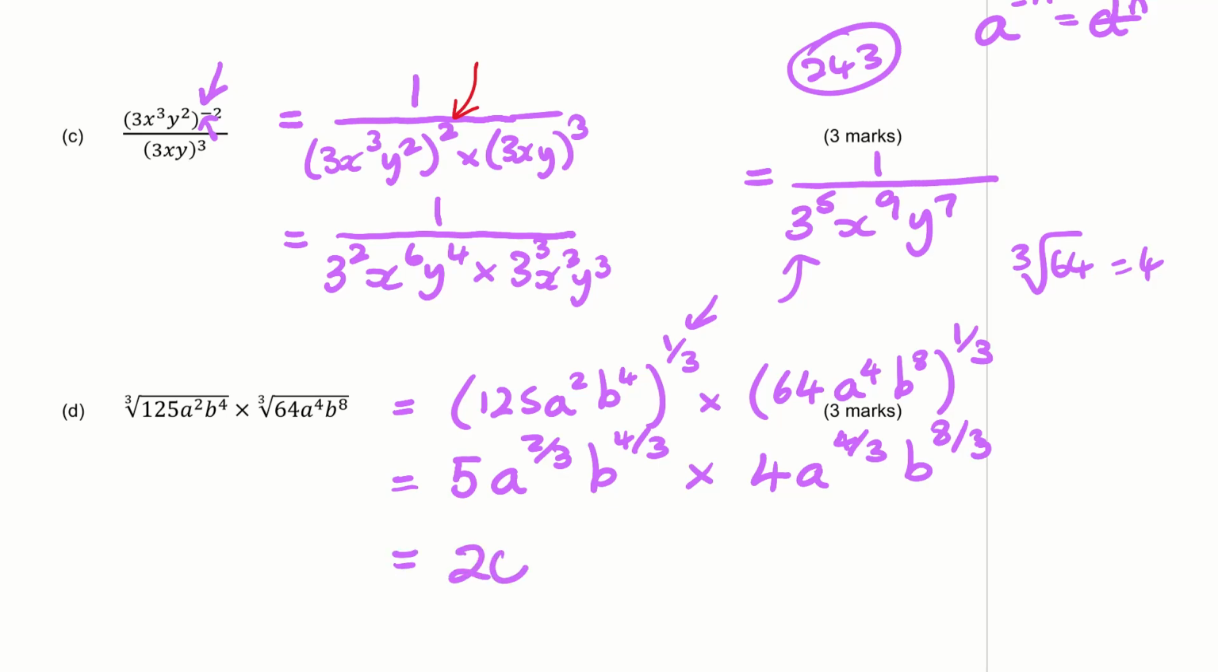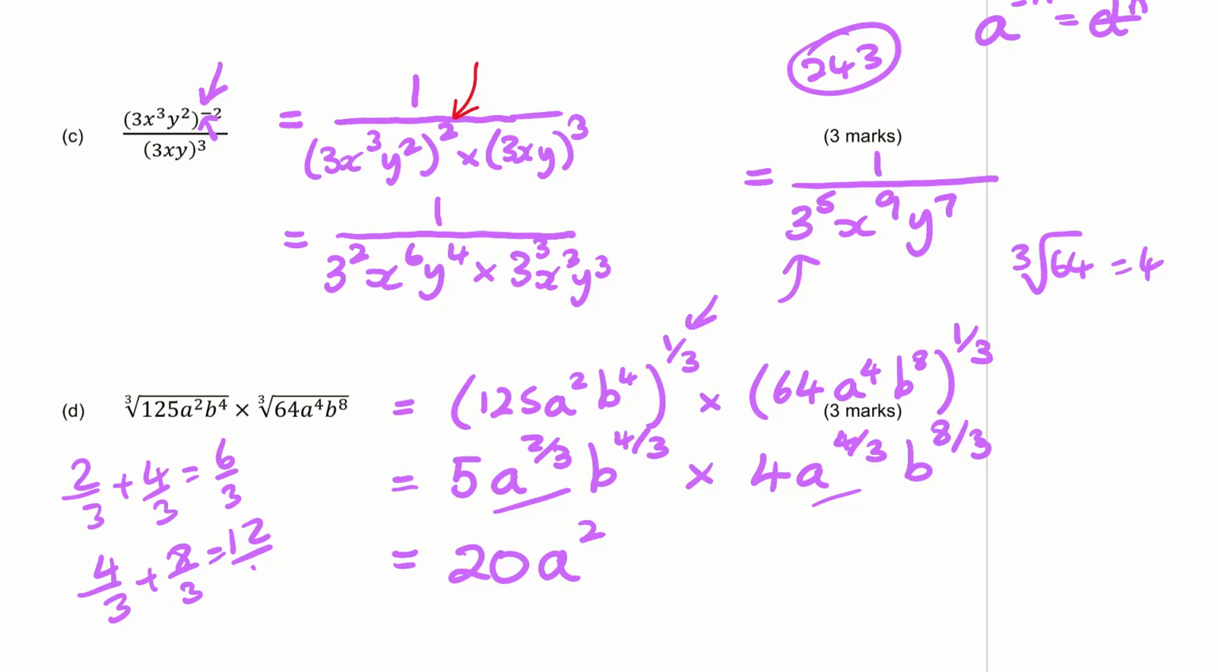5 times 4 is 20. And then if we multiply the a's, remember we add the indices, and 2/3 plus 4/3 is 6/3, which is 2. So we've got a squared. And then with the b's, adding the indices, 4/3 plus 8/3 is 12/3. 12 divided by 3 is 4. So we have b to the power 4.